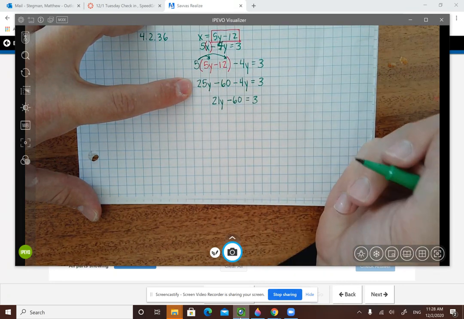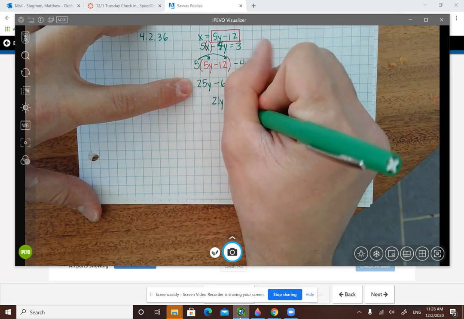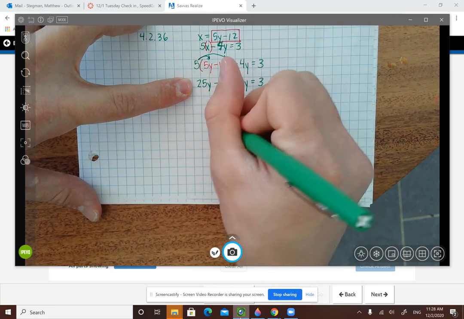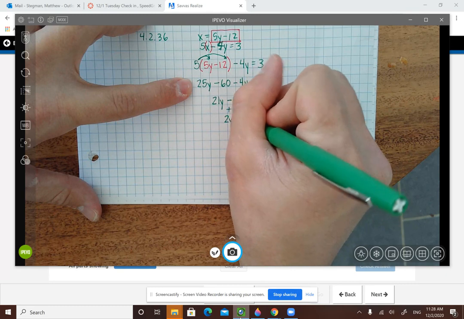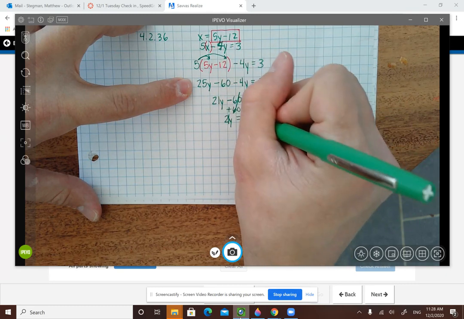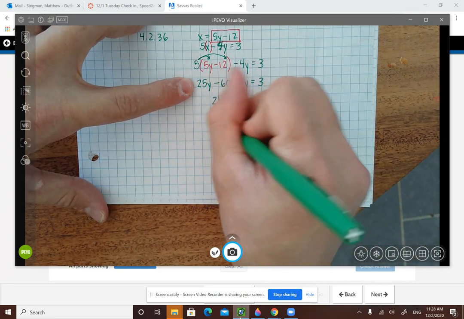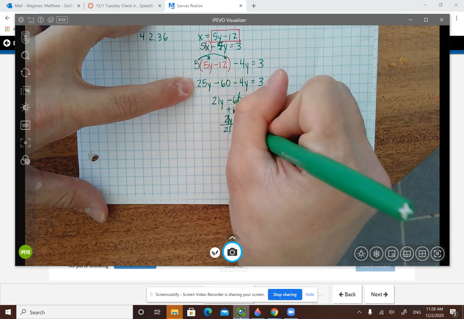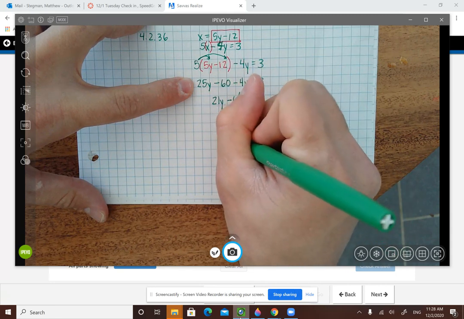And continue solving. I'm going to add 60. So 21y is equal to 63. Then divide by 21. And y is equal to 3.